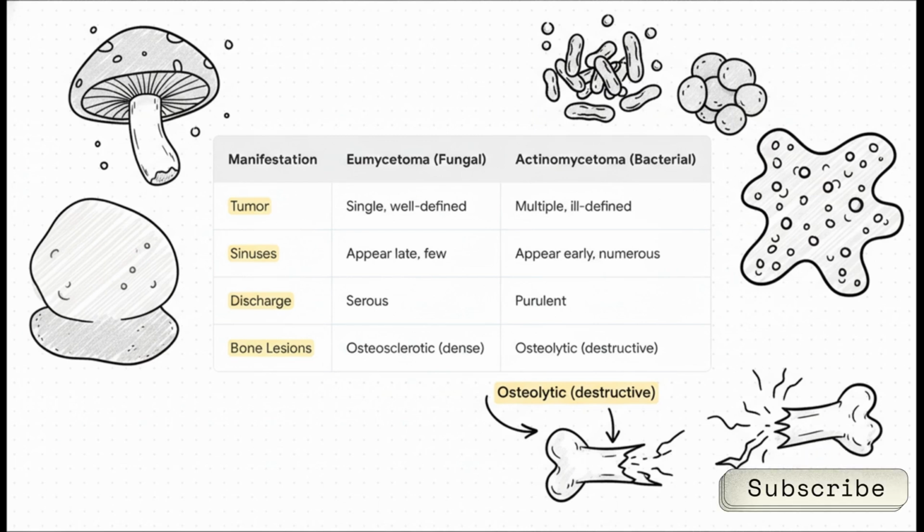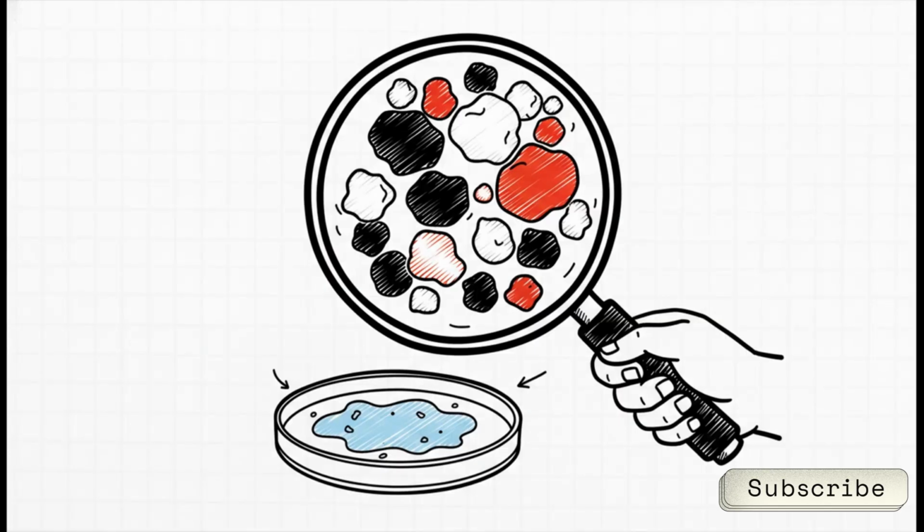And the big one, look at the bone lesions on an X-ray. The bacterial form is osteolytic. It literally destroys bone. The fungal form, on the other hand, is often osteosclerotic, meaning it makes the bone thicker. So yeah, the clinical signs give you some really strong clues, but they're not enough for a definitive diagnosis.